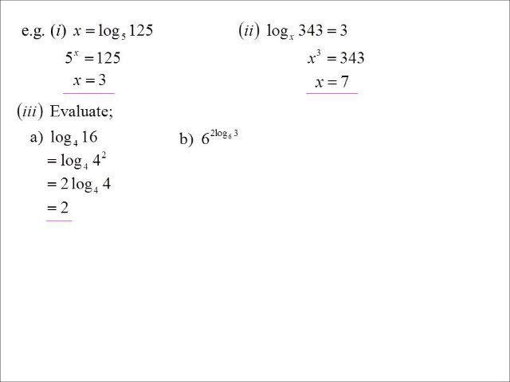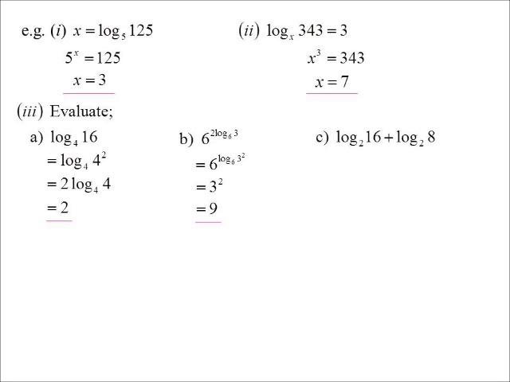6 to the power of 2 log 3 base 6. Now the bases are the same, but at this stage they can't cancel, because I don't have 6 to the power of log, I've got 6 to the power of 2 log. So I need to use my log law and bring the 2, this time, inside the logarithm, so it becomes 3 squared. Now the log and the 6 to the power of will cancel, and so the answer is just 3 squared, which is 9.